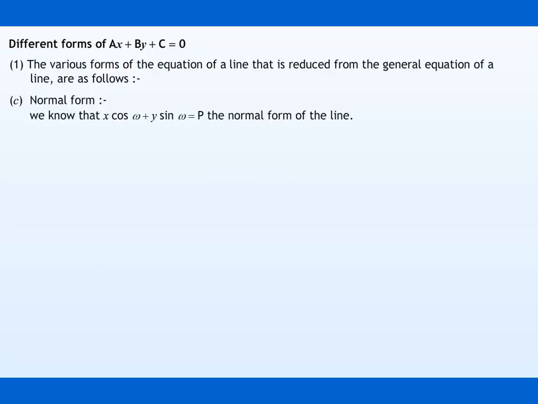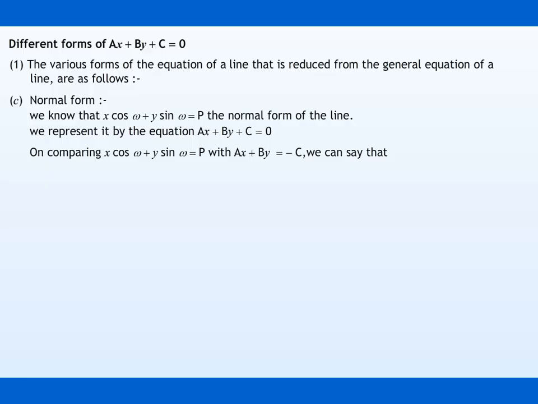C. Normal form. We know that x cos omega plus y sin omega is equal to p is the normal form of the line. We represent it by the equation ax plus by plus c is equal to 0. On comparing x cos omega plus y sin omega is equal to p, then ax plus by is equal to minus c. We can say that a upon cos omega is equal to b upon sin omega is equal to minus c upon p. Therefore, a upon cos omega is equal to minus c upon p.